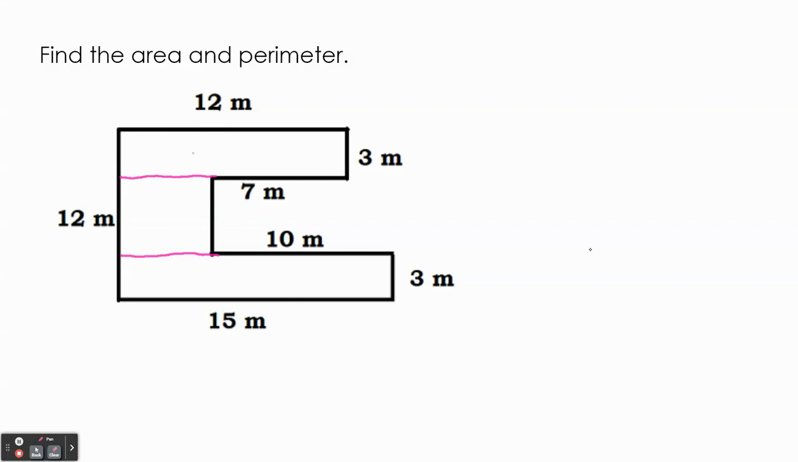So I like to use the first rectangle. I'll call that area 1. And then I'll look at the second rectangle as area 2. And then I'll use the third one as area 3. Now, the first rectangle you can see is 12 by 3. And I'm going to go ahead and multiply those since we find the area of a rectangle by doing length times width. So area 1 here would be 36 square meters.